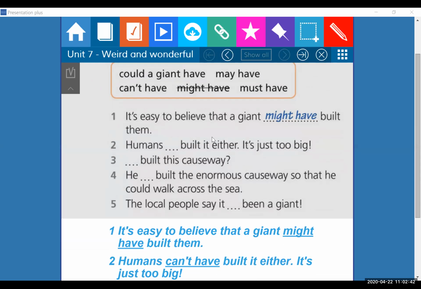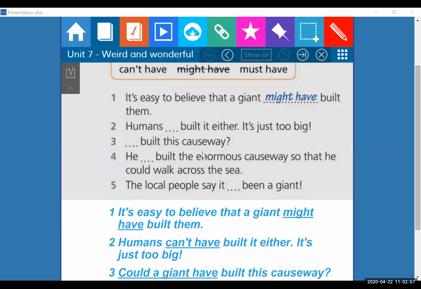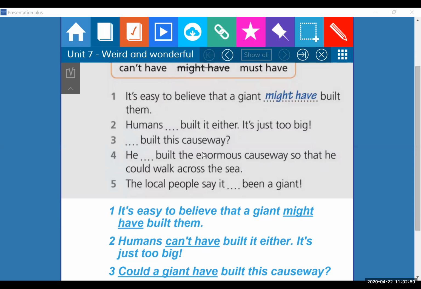I think it's a question which ends in a question mark. Could a giant have? Navar is again active. Thank you, Navar. Babak, Aji, thank you. Dino, Ahmed Ismail, thank you guys. The third one is, could a giant have built this causeway? What's a causeway? We know what a causeway is.